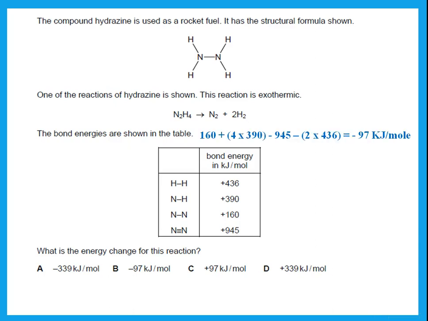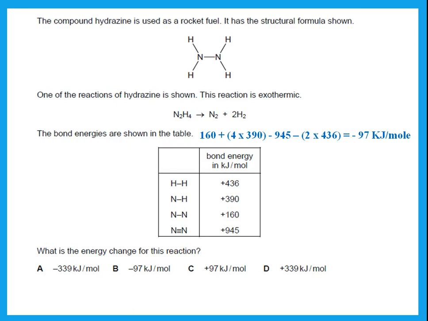We have 160. Which one is 160? 160 is the NN bond. So I have one NN bond, and that is plus 160. Plus, how many NH bonds in the N2H4? I have 4 of them. So that is 4 times the 390. Okay, so these are the bonds that I'm breaking in the reactants.